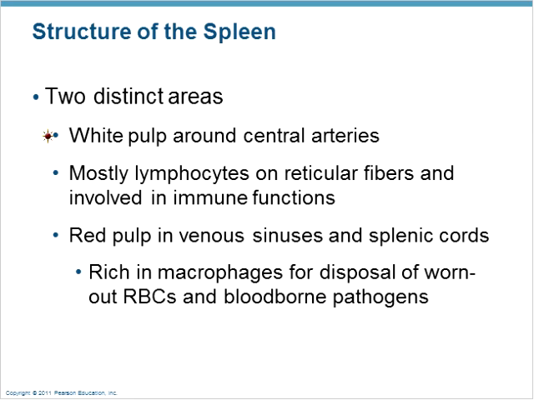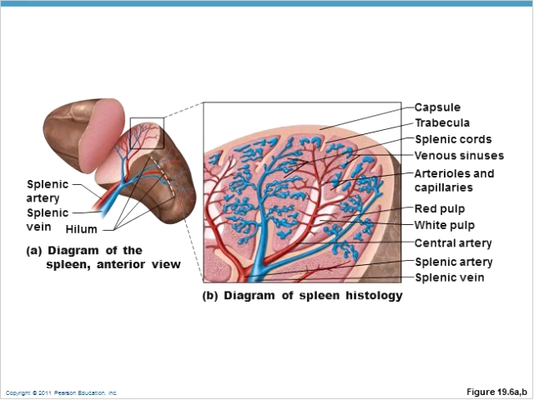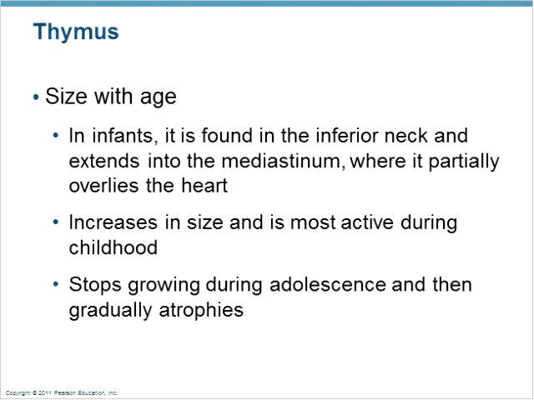It has two distinct areas, a white pulp around the central arteries, where most lymphocytes are on the reticular fibers and are involved in immune functions, and red pulp in the venous sinuses and splenic cords. The red pulp is rich in macrophages for disposal of worn-out red blood cells and blood-borne pathogens. This talks about the capsule, and it looks at the white and the red pulp, and you get a feel for that based on this diagram. The next organ we'll talk about in the lymphatic system is the thymus and its size with age.